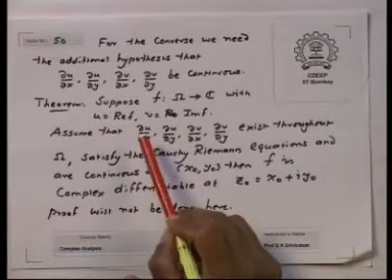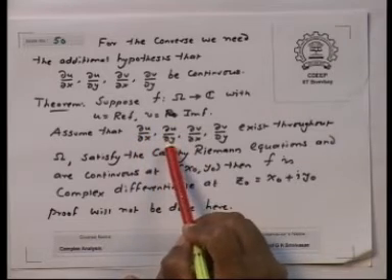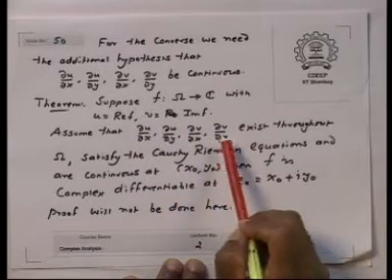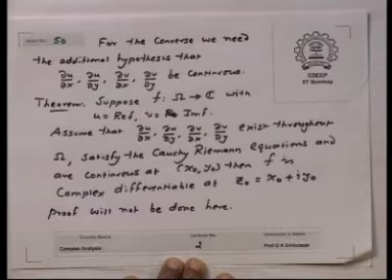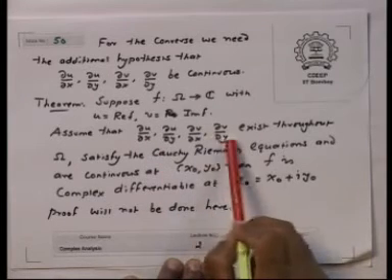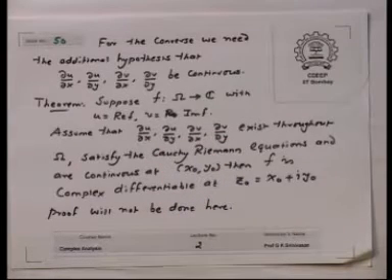You assume that del u by del x, del u by del y, del v by del x and del v by del y exist throughout omega, they satisfy the Cauchy-Riemann equations, and they are continuous. You assume that the four partial derivatives del u by del x, del u by del y, del v by del x, del v by del y are continuous. Then we are able to prove without much difficulty that the function u plus iv is complex differentiable.